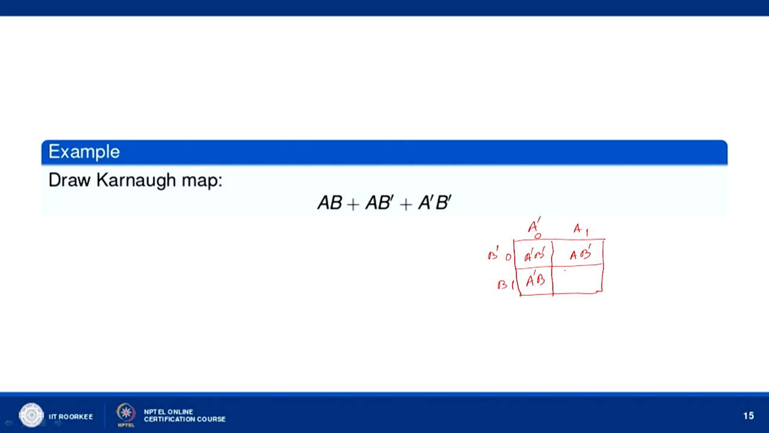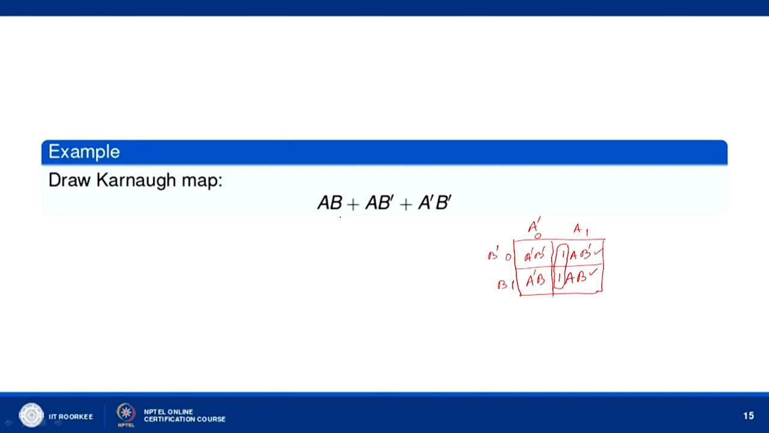Now, we see a b plus a b dash. Let us look at this square and this square. The two squares are adjacent because they differ in just one literal, that is B. So, this square and this square are adjacent, and this is one, this is one. So, we consider this loop, because we give the value 1 to the min term that is occurring here in the given Boolean expression.